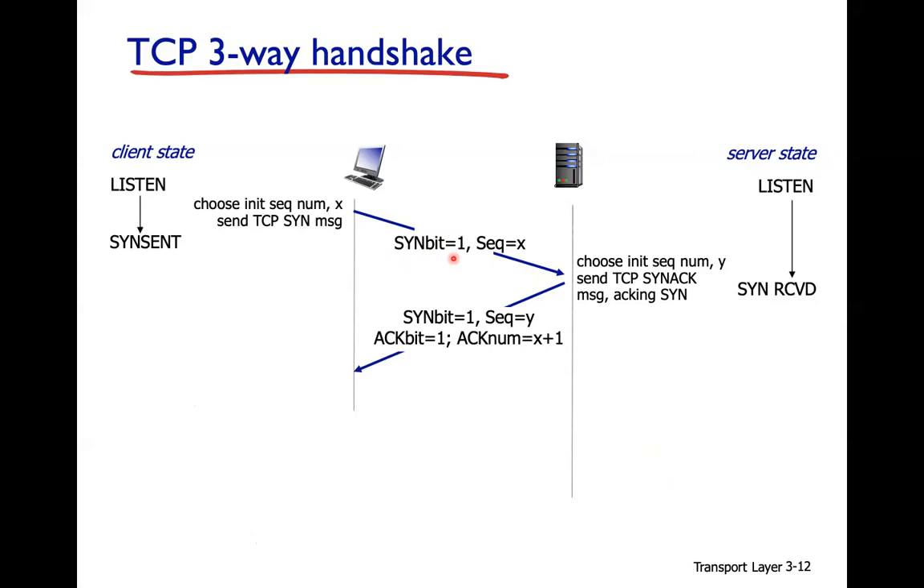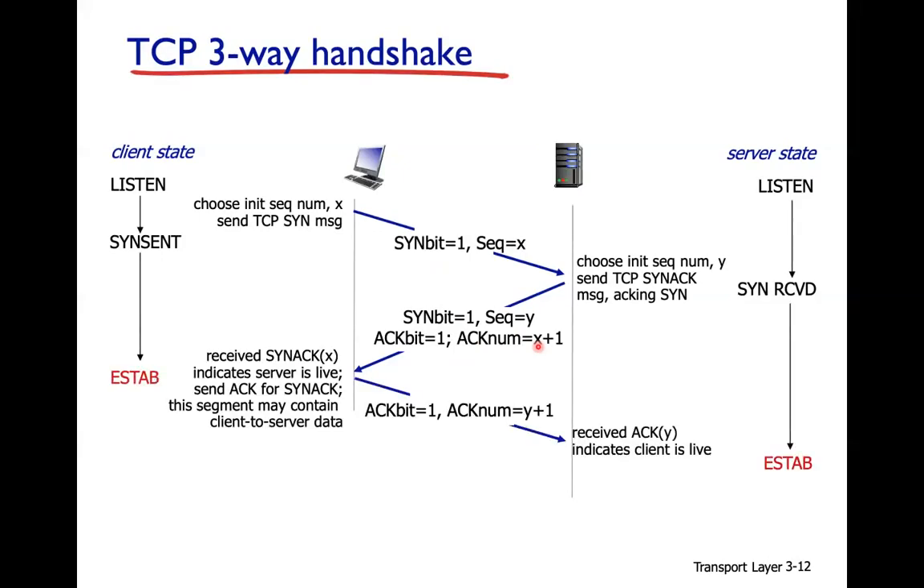Then the server side will acknowledge it with sequence number Y, put the synchronized bit to 1, and the acknowledgement number will be X plus 1. Until this time, the connection is not established. It is established when the client side says, okay, my acknowledgement bit is 1, I got your acknowledgement, and my acknowledgement number is Y plus 1. After this, the client side and the server side establish the connection.